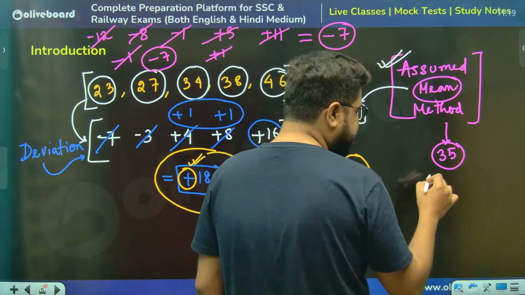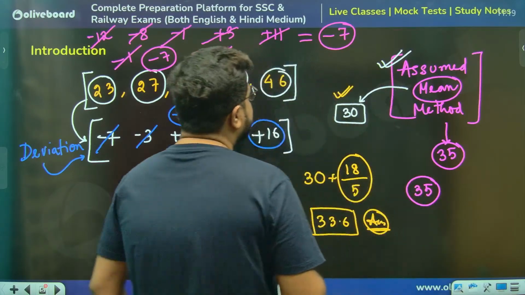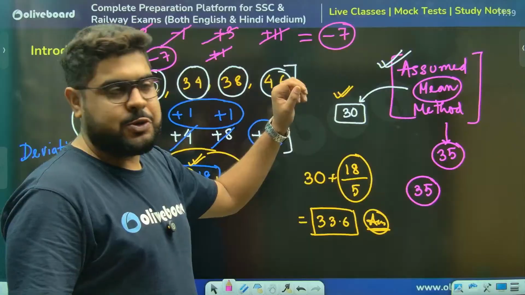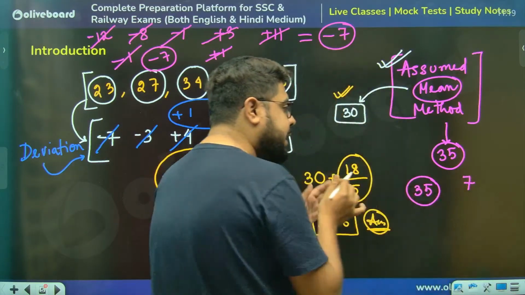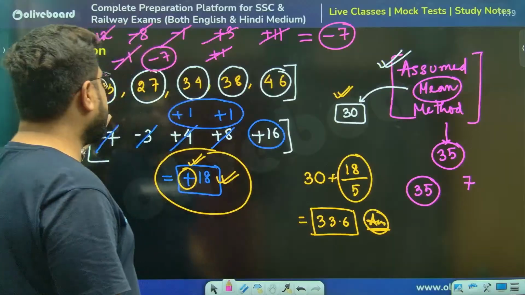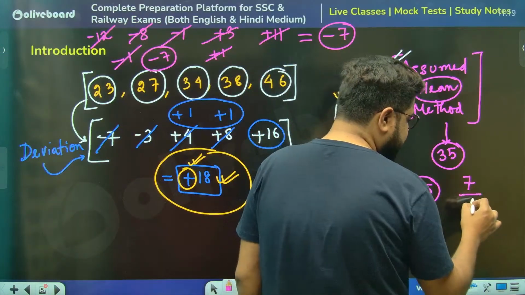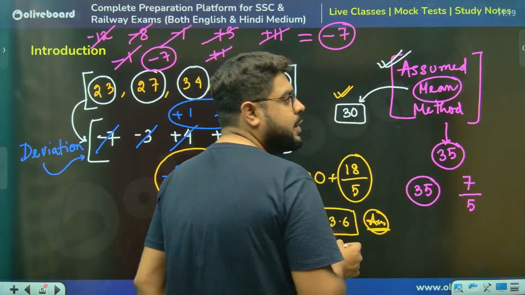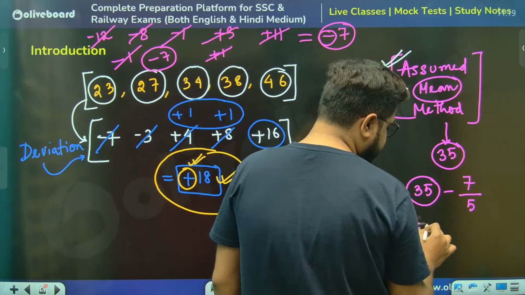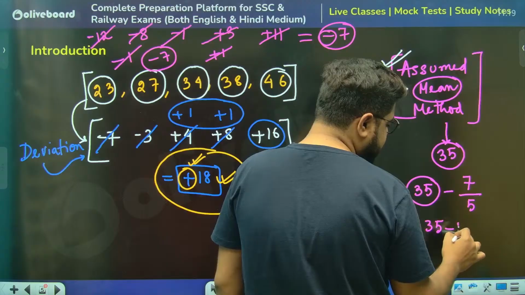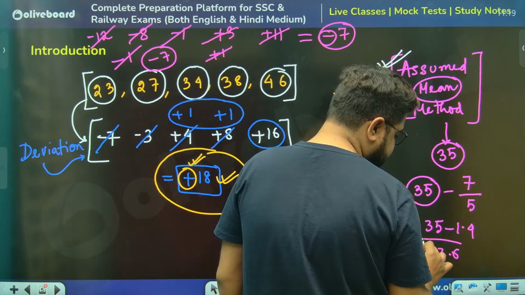Sir, the average will be whatever assumed mean we had taken, 35. Now, the deviation is 7, sir. So this deviation has to be distributed equally among all 5. So you divide the deviation among 5. Plus or minus, sir, it is minus. So 35, 7 by 5 means 14 by 10, 1.4. You see, we are getting the same answer.